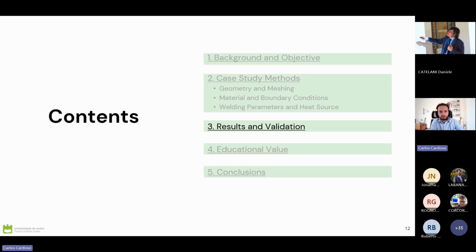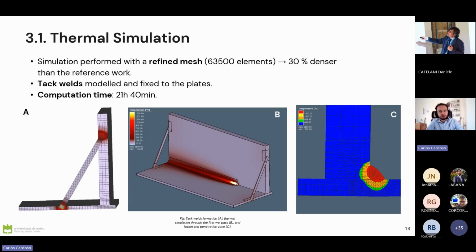And let's proceed to the results section. The thermal simulation was carried out using a refined mesh consisting of 63,500 hexahedral elements, which compared to the reference work is about 30% denser, since they used 50,000 brick elements. The total computational time for the full thermal cycle was around 21 hours, which is a lot, but back then I was using my poor old laptop, so the low CPU performance justifies this required time.